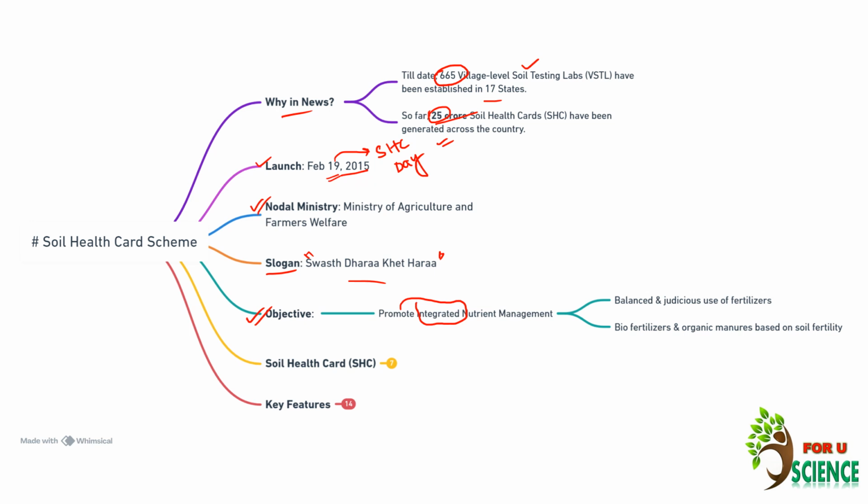integrated nutrient management. What does this integrated mean? It means we have to adopt an approach where we will use the available inorganic fertilizers in a balanced and judicious way, as well as balance the use of biofertilizers and organic manures based on the soil fertility of the farmer's sample. Now, what the soil health card actually means and what are its key features, is in the next slide.